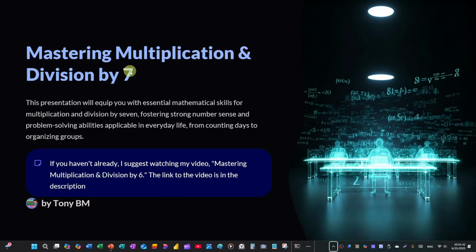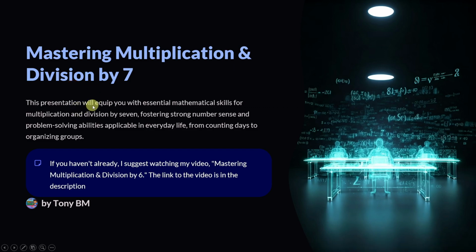Hi friends, today we'll learn mastering multiplication and division by 7. This presentation will equip you with essential mathematical skills for multiplication and division by 7. First, the historical understanding and problem-solving abilities are applicable in everyday life, from counting days to organizing groups.